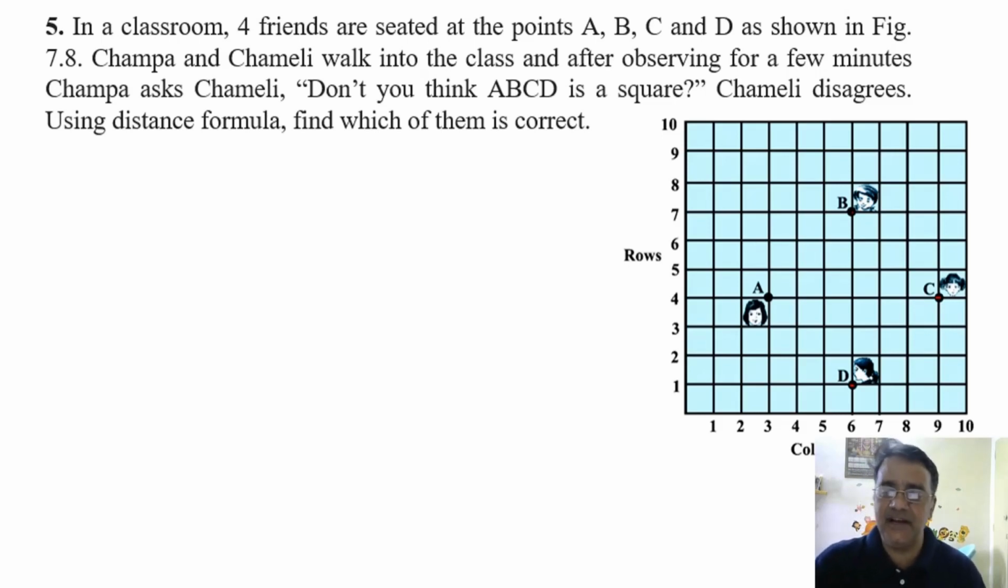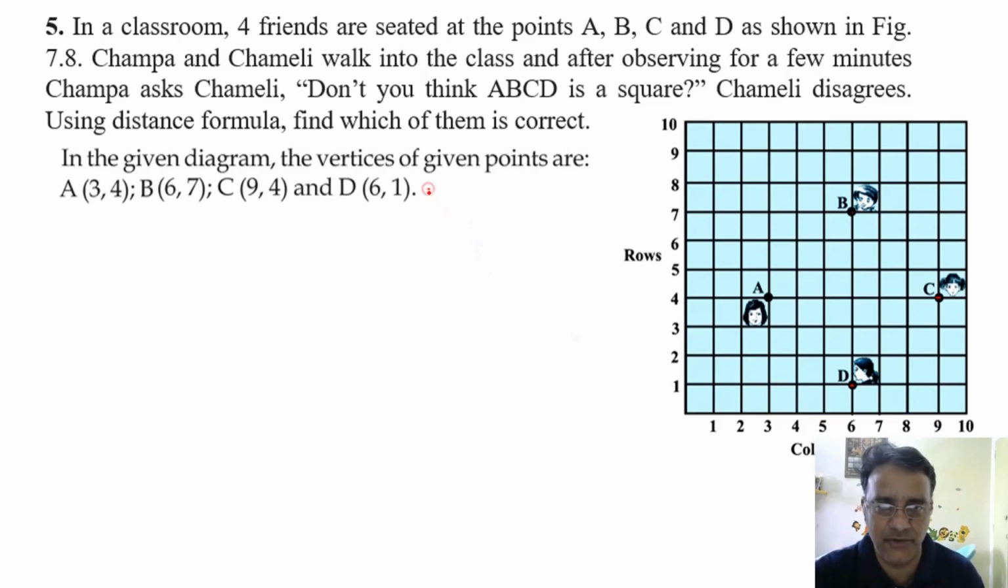So first step, we have to write the coordinates of A, B, C, D. In this classroom, 4 friends are seated at the points A, B, C and D as shown in this figure. Champa and Chameli walk into the class, and after observing for a few minutes, Champa asks Chameli, "Don't you think ABCD is a square?" Chameli disagrees. So using distance formula, find which of them is correct. I mean to say, whether Champa is correct or Chameli is correct, that we have to find. So before that we have to write the coordinates. Now all the distances we have to find.